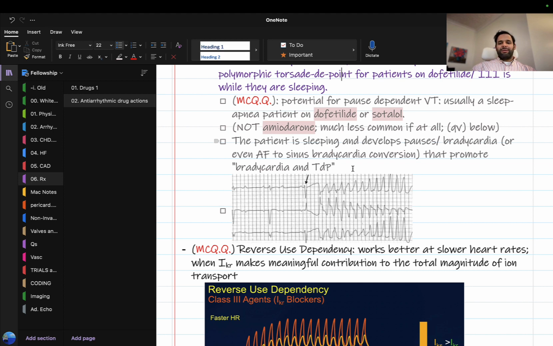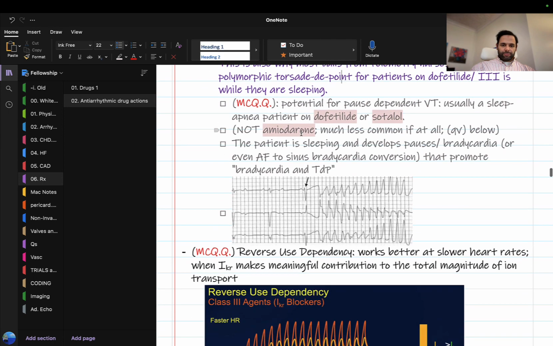The patient is sleeping and develops a pause or bradycardia. This is the mechanism, or even atrial fibrillation that converts to sinus rhythm, or relative sinus bradycardia, which promotes reentry. So that could be another question on the exam, where you're given a class 3 medication, the patient was in atrial fibrillation, cardioverted spontaneously or with help, but shortly after developed torsades de pointes after a period of bradycardia. That will be this mechanism.